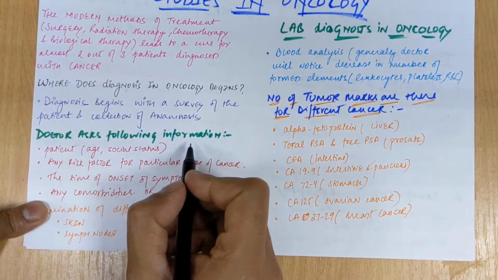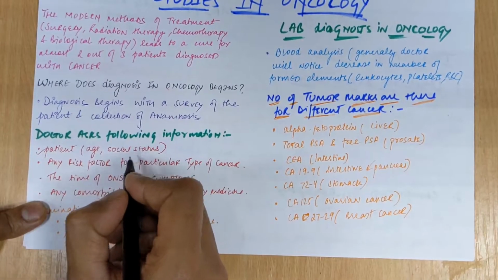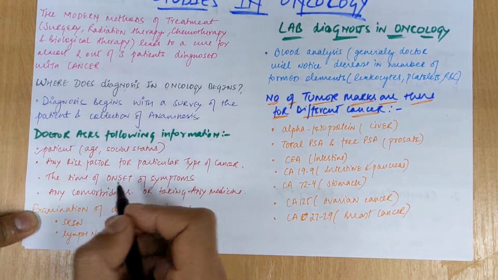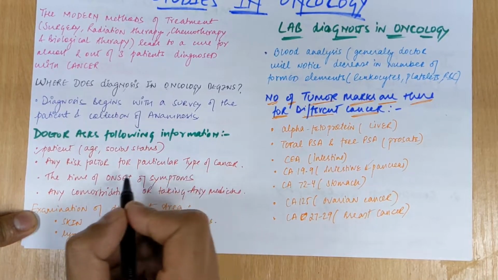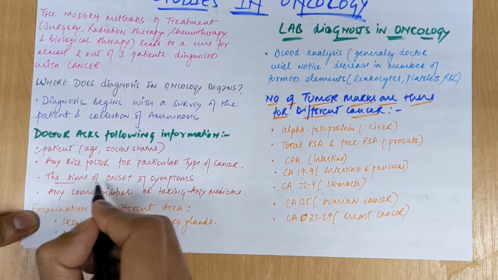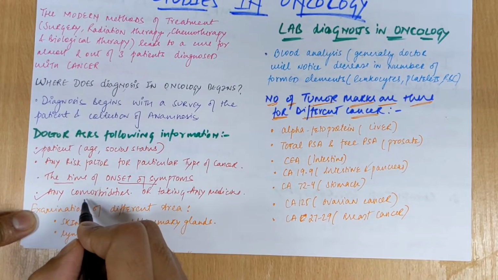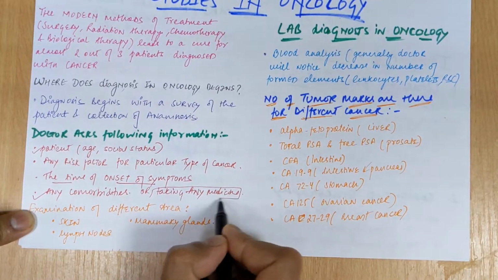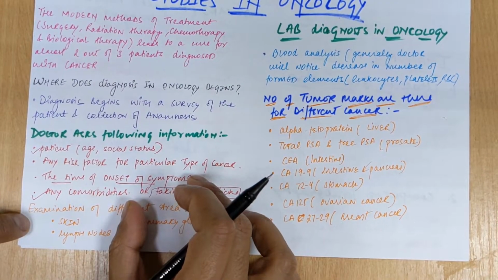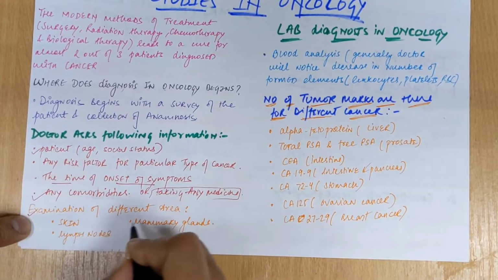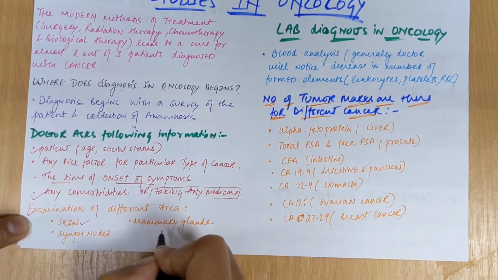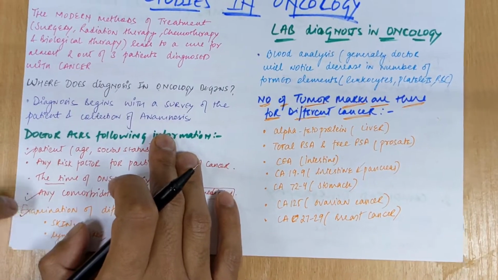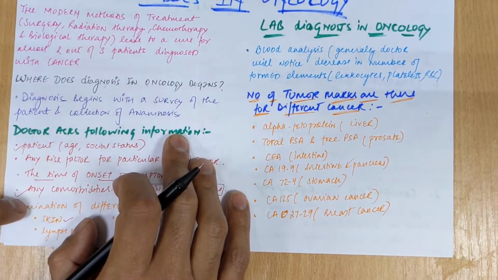Now, the doctor asks the following information. First of all, the age of the patient, social status, where he or she lives, what the locality is. Then he asks about any risk factors for a particular type of cancer, the time of onset of symptoms, any symptoms which are occurring, any comorbidities, or any medicine he or she is taking. After that the doctor examines your skin, your mammary glands and lymph nodes, because these are the areas which are more prone to, or are the initiation sites of, different cancers.